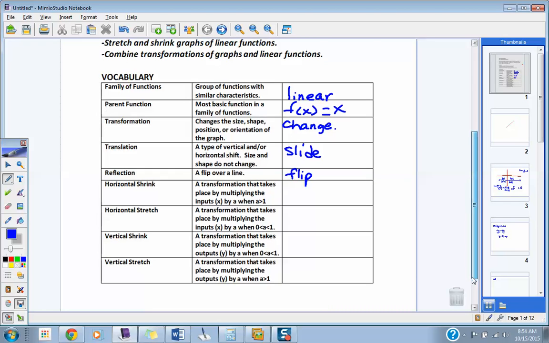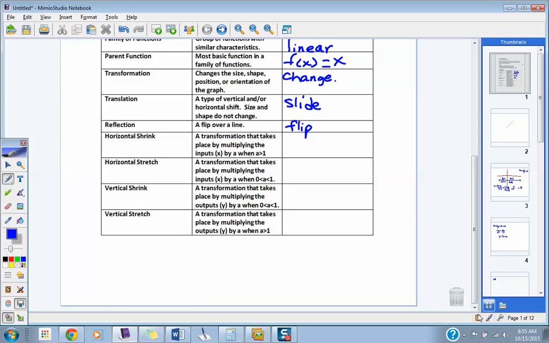The ones that I think are going to be difficult are the last four. Guys, horizontal shrink is going to be a transformation that takes place by multiplying the inputs x by a value of a when a is greater than 1. This is where things get tough.